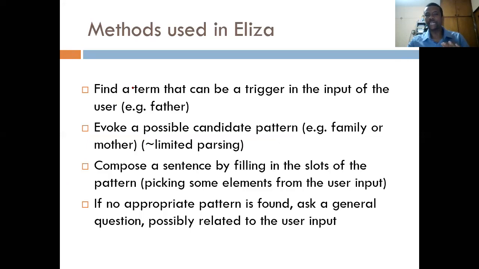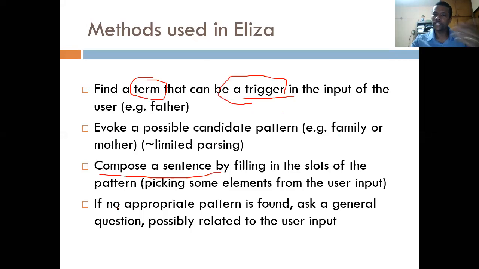What it does is find a term that can trigger the next output. So from the input, it will pick a term. Mind you, picking a word means you have to know what kind of words to pick. And that's an NLP task, so that it will trigger the next one. Then it invokes a possible candidate pattern. Maybe, am I talking about a family or a mother? You have to pick something which will lead you to the next one. Then compose a sentence based on the previous trigger. Then try to give it a pattern.